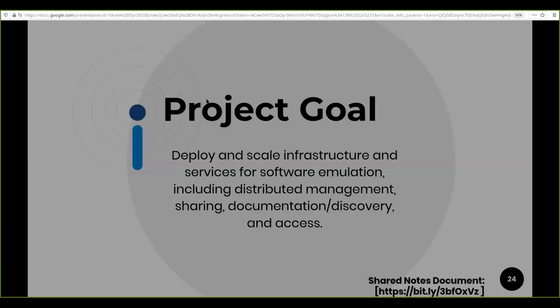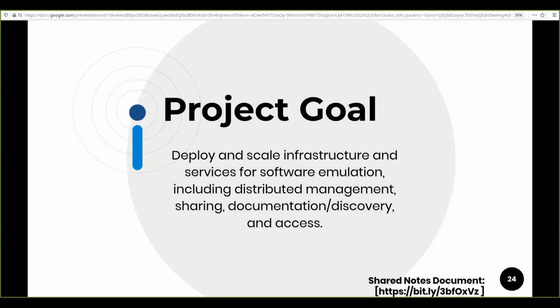So EASY, if you're not aware, stands for Emulation as a Service Infrastructure. It is a Mellon and Sloan Foundation funded grant project, which started in January 2018 and is hosted at Yale University Library, with the goal being to deploy and scale infrastructure and services for software emulation, including distributed management, sharing, documentation and discovery, and access.